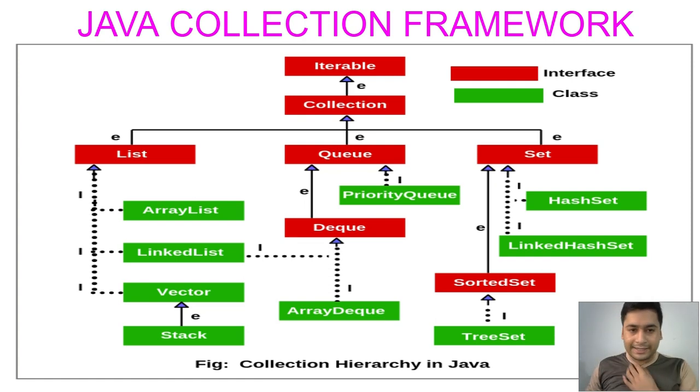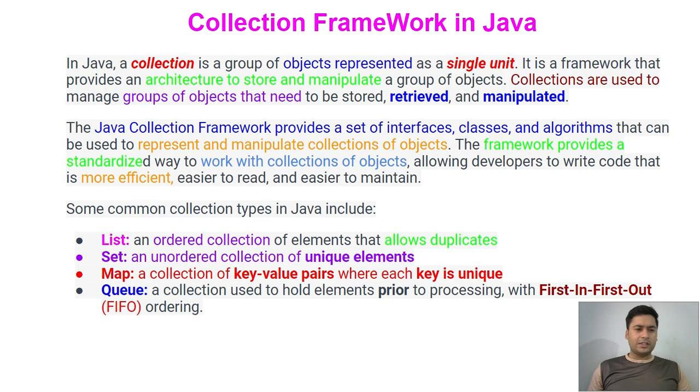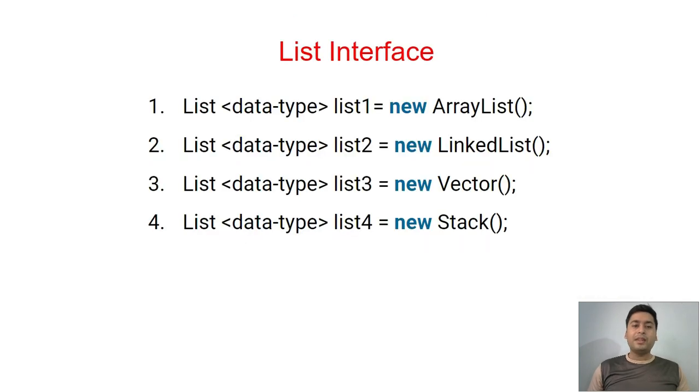As of now we have seen the hierarchy of collections, and we have covered many things like how we can go with the list, queue or set. Those things we have already discussed, and we have understood what is list, set and map, and what are the differences between collections and list. The implemented classes of the list interface you can see here: array list, linked list, vector and stack.